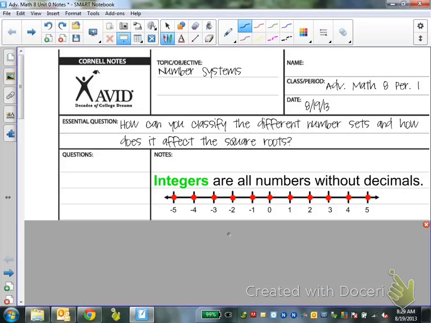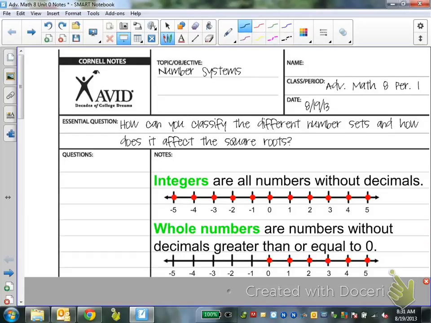Integers are all numbers without decimals. So they can be positive or negative, and I've listed them on the number line up here. So -5 is an integer, -4 is an integer, 0 is an integer, 3, 4, 5, and so on. So it's numbers, positive or negative, that do not have decimals.